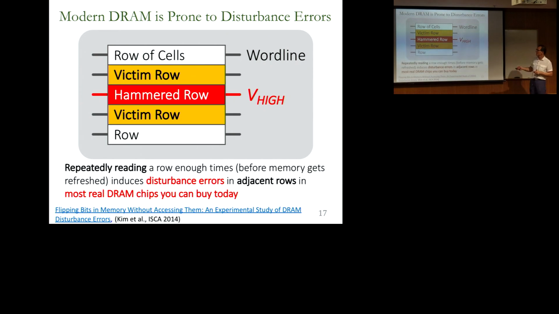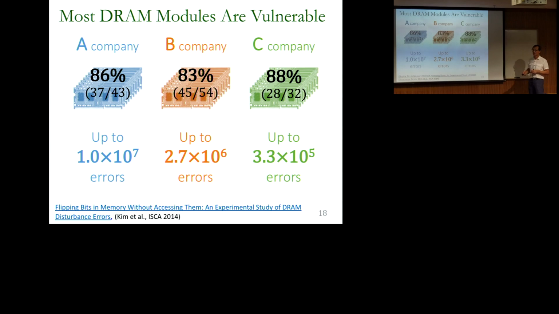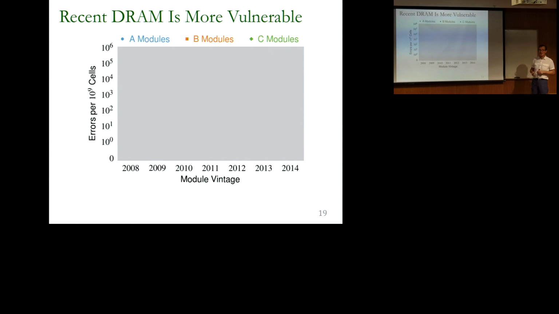As I said, you get these disturbance errors in adjacent rows in most real DRAM chips you can buy today. And what is most? Basically more than 80%. Regardless of the manufacturer, these are 3 different manufacturers, we saw that more than 80% of the chips exhibited this sort of errors. And this is actually a scaling problem. So why is it happening? Because cells are too close to each other, essentially.